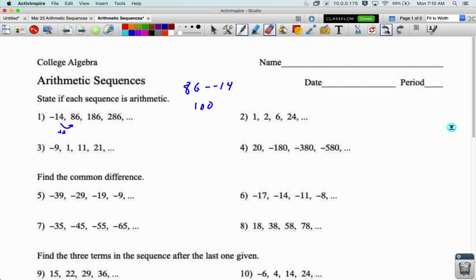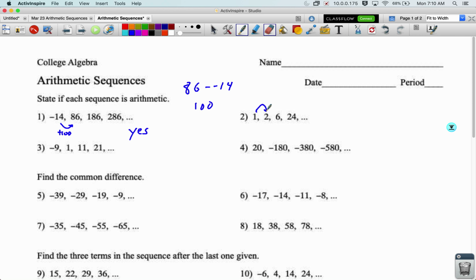So let's just see if adding 100 over and over is going to get these terms. So 86 plus 100 is 186, then 286. So this is a yes. So it is arithmetic.